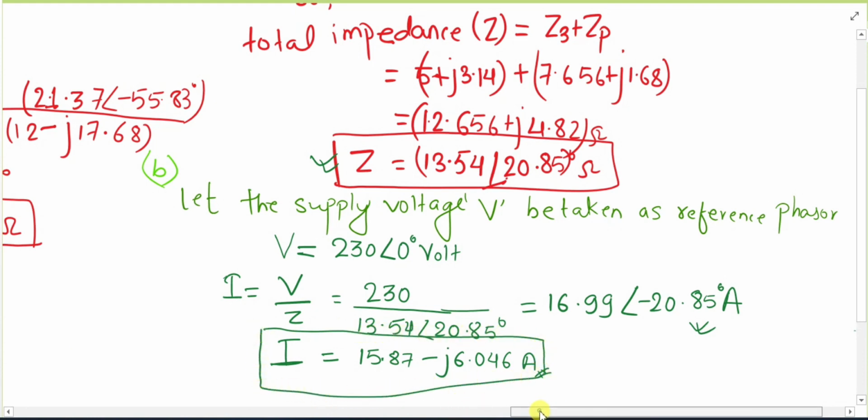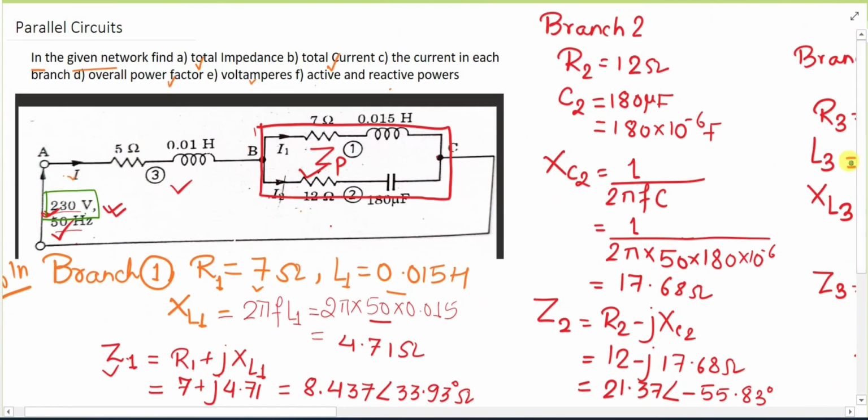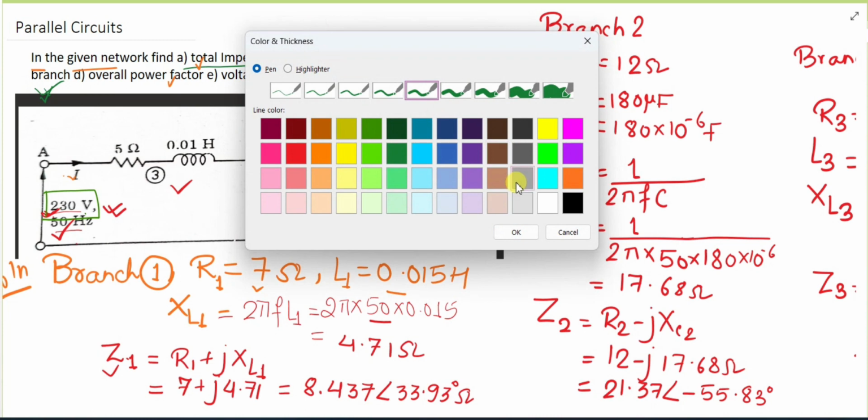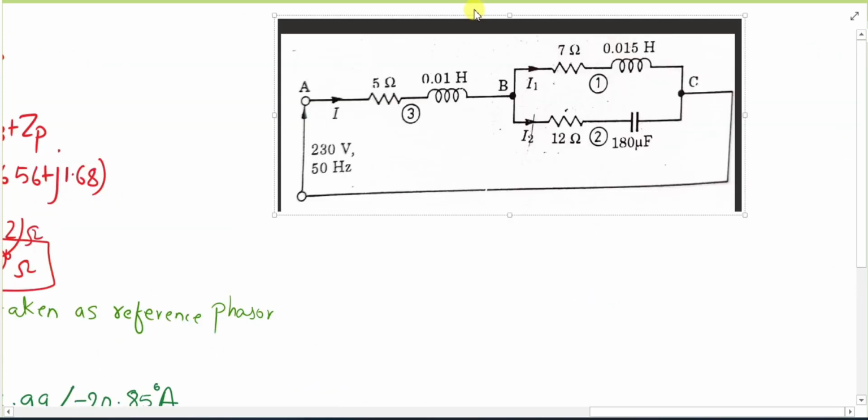Now let's go back to the question once again so that you can tally the answer. We were asked to identify the total impedance, we identified it, then later we identified the total current, and our next task was to identify the current flowing through each branch. In order to identify the current, I have copied the circuit over here so that it will be easier for you to see.